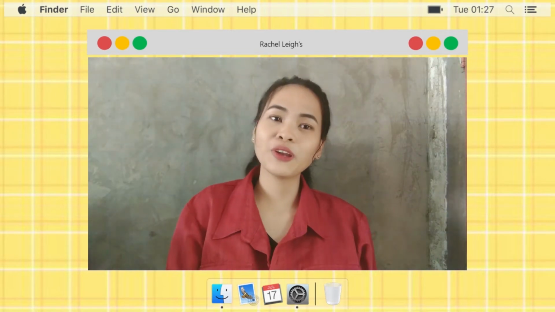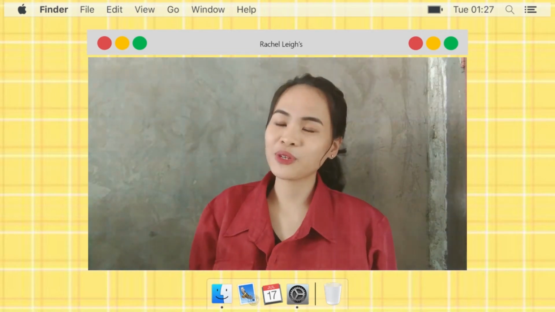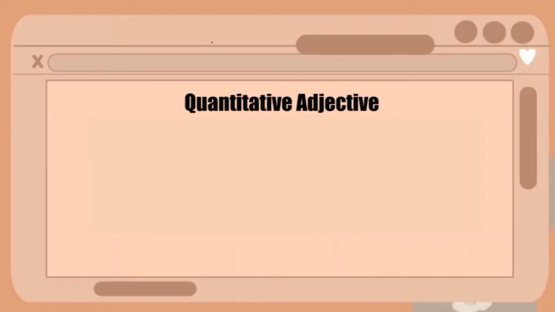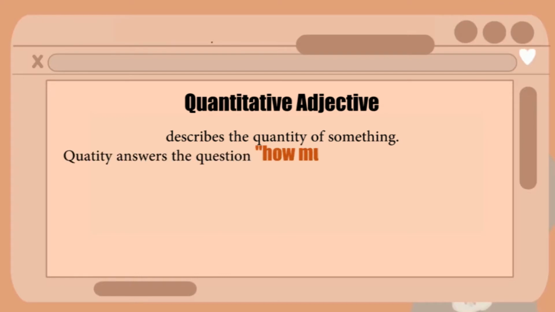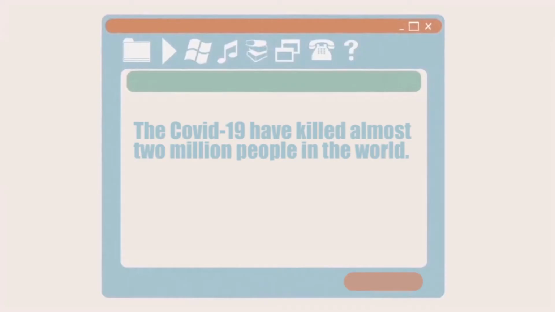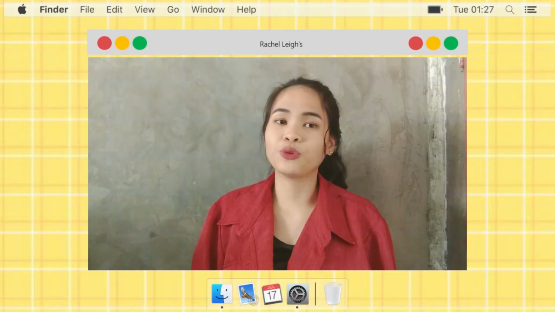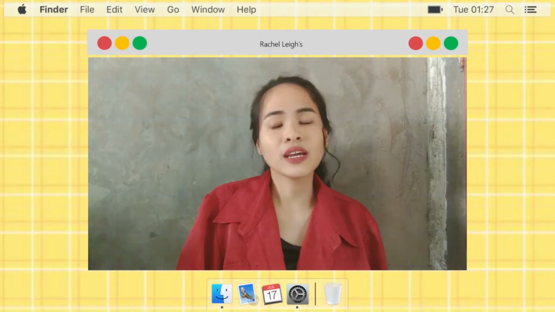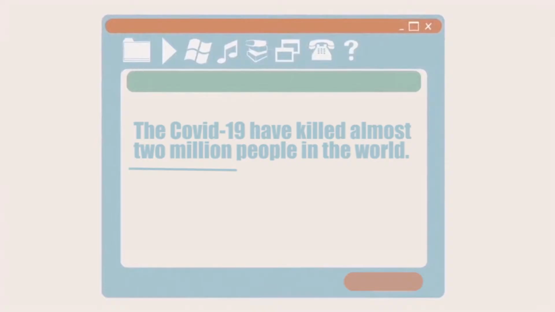Now, going back to what I said earlier that numbers can also be adjectives, we're now talking about the quantitative adjective, since a quantitative adjective describes the quantity of something, and quantity answers the questions how much and how many. You are definitely counting. For example, the COVID-19 has killed almost 2 million people in the world, so what is the quantitative adjective there? Definitely the 2 million because it says about the number or amount the COVID-19 has killed.